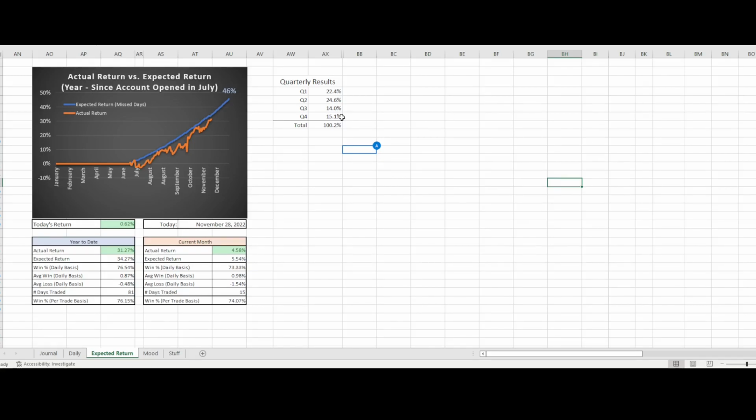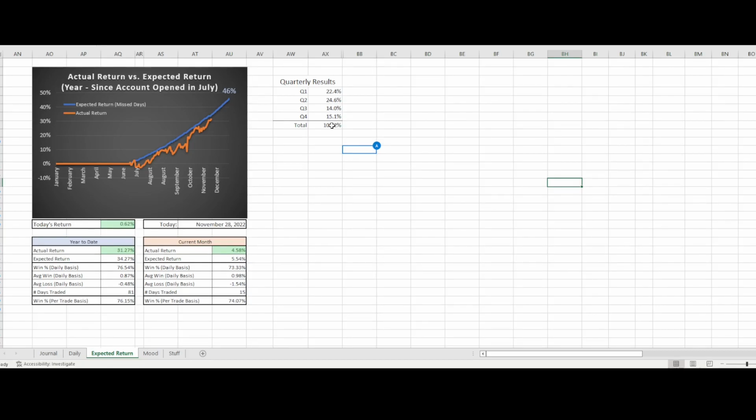Now, one question I received yesterday was, how can I surpass 100% rate of return when the 4 quarterly returns don't actually add up to 100%? What that means is someone was asking, well, 22.4 plus 24.6 plus 14 plus 15 doesn't add up to 100%. So how can I be at 100%? And this is simply because returns are actually compounded.